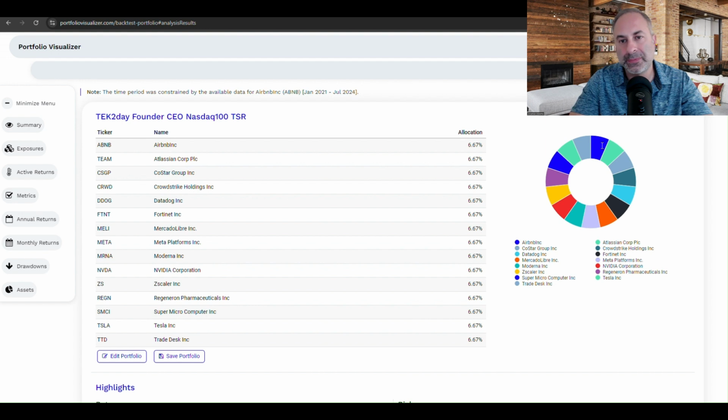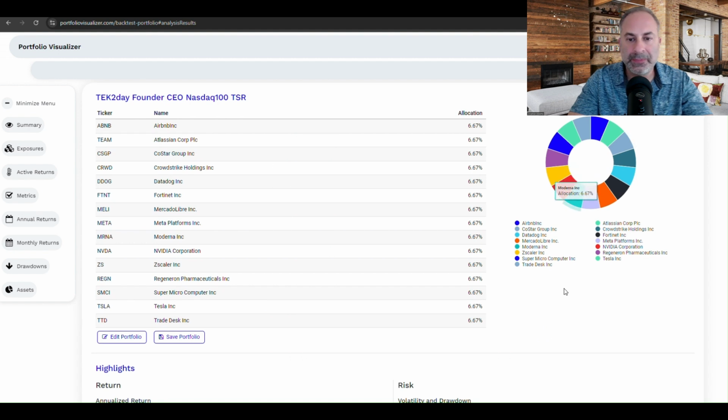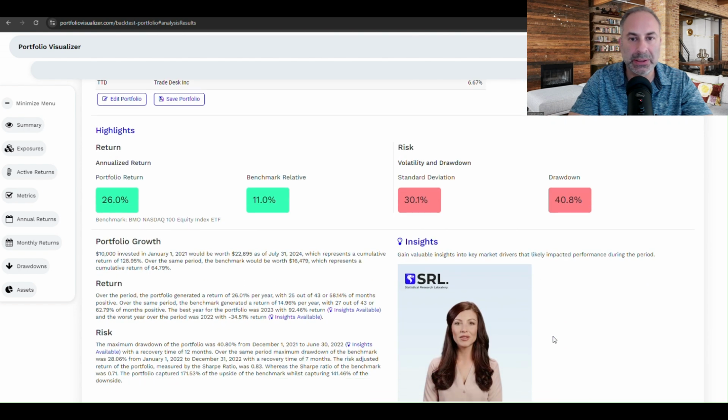I removed PDD because it is a China-based company and the rest are US-based. So there's the holdings, equal weight portfolio. Not really actively managed, therefore I wanted to make everything equal weight. So there's sort of the weightings distribution, this circle here. Haven't used this tool before, so if I decide to create an account and use it, I'll provide feedback on this channel.